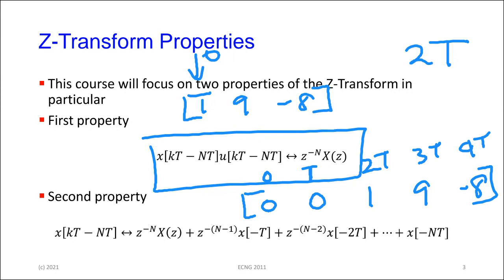That the Z transform of that, well, in this case, is just simply z to the minus n times X(z). I have a little bit here. What is that little thing? Let me put it in a fun color. What is this underlined in red?